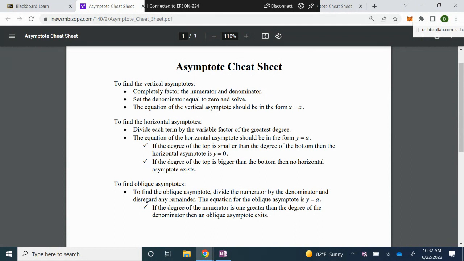So now in order to find the slant asymptote, we'll take a look at the bullet point. It says to find the oblique asymptote, we're going to divide the numerator by the denominator, and then we're going to disregard any remainder. And this would give us the equation for the slant asymptote. As we are finding these asymptotes, we're going to keep this cheat sheet handy. Keep in mind, this cheat sheet can be used for the quiz, the test, and also the final exam.